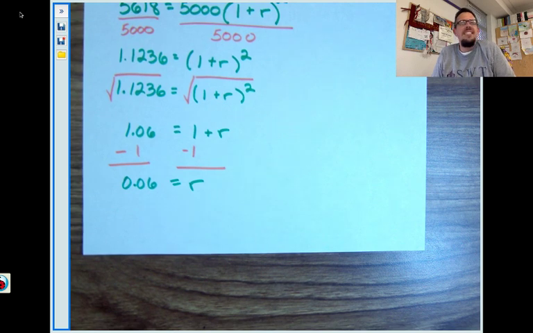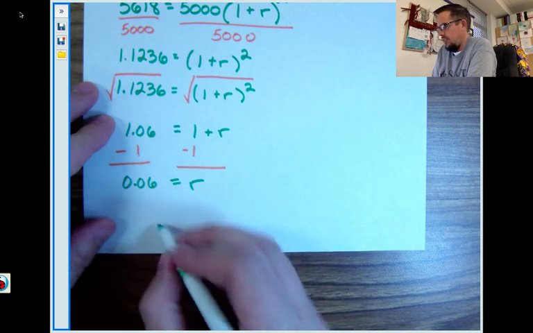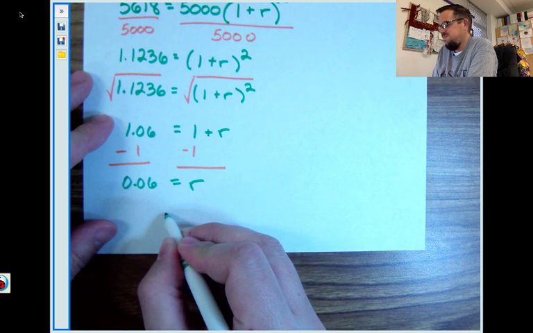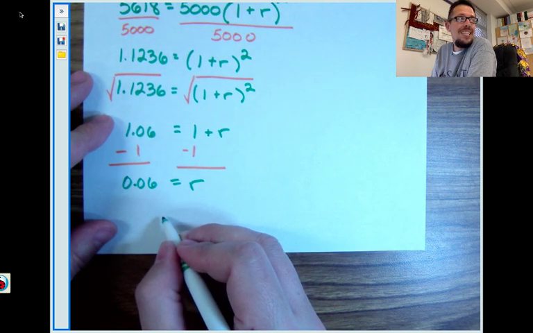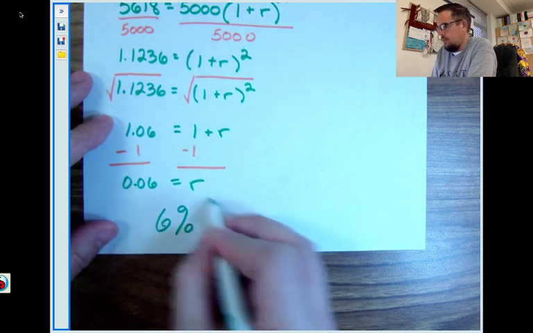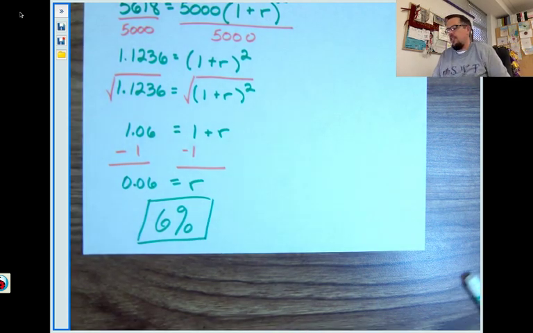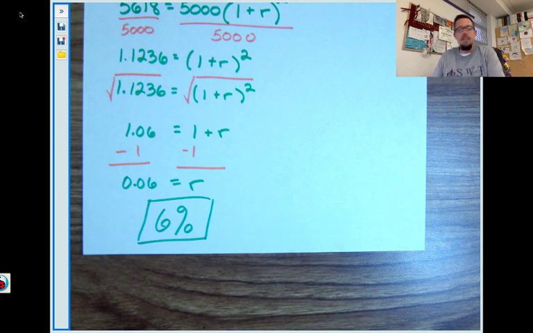What interest rate did I get? 0.06 is what percentage? What percentage is 0.06? That's 6%. So I had a 6% interest rate. You multiply it by 100 to turn a decimal into a percent. A 6% interest rate. That's not bad. I don't think there's a bank in the world that's going to give you that interest rate. It's not bad.